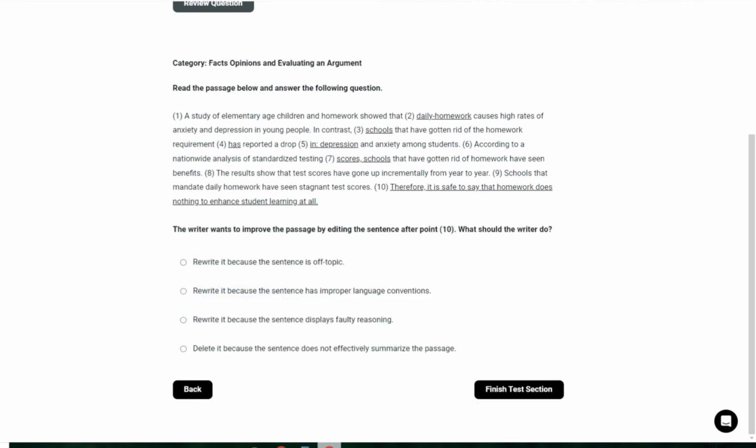Number 10: "Therefore, it is safe to say that homework does nothing to enhance student learning at all." The writer wants to improve the passage by editing the sentence after point 10. What should the writer do? The choices are: rewrite it because it's off topic, rewrite it because it has improper language conventions, rewrite it because it displays faulty reasoning, or delete it because the sentence does not effectively summarize the passage. Let's see what you got.